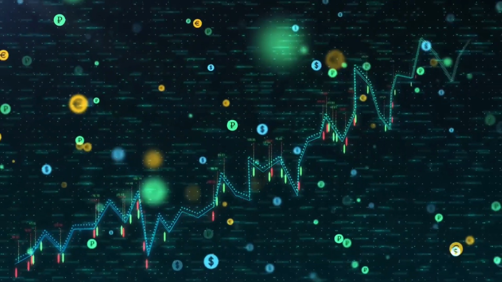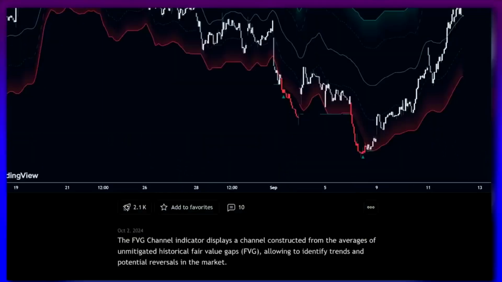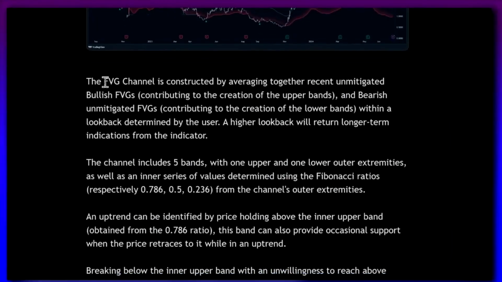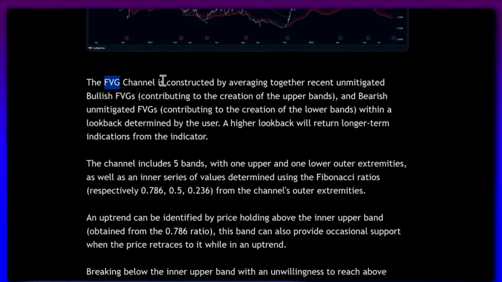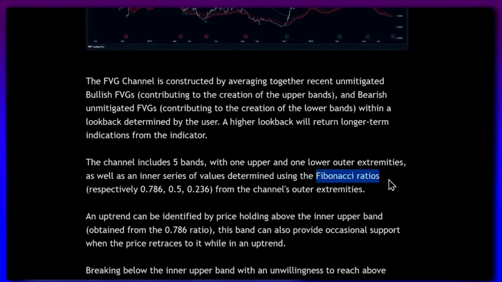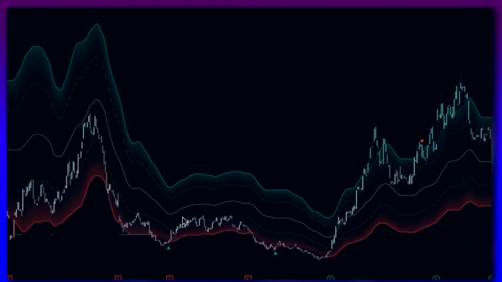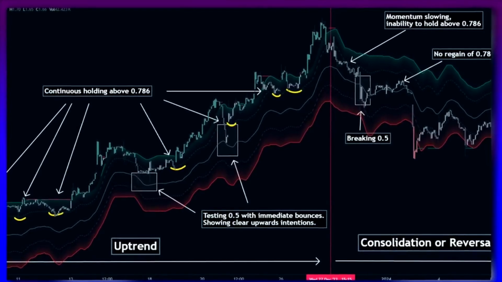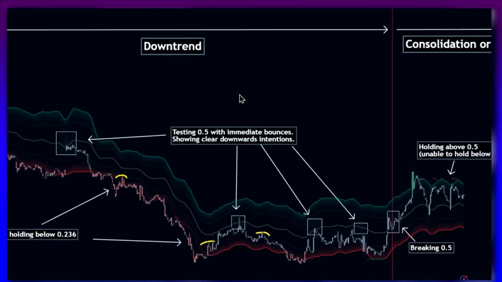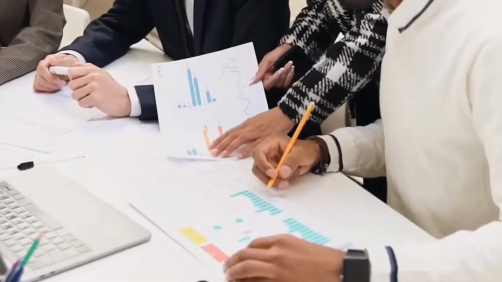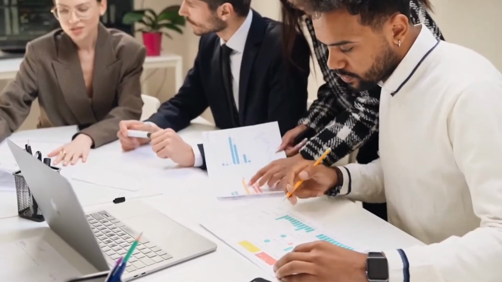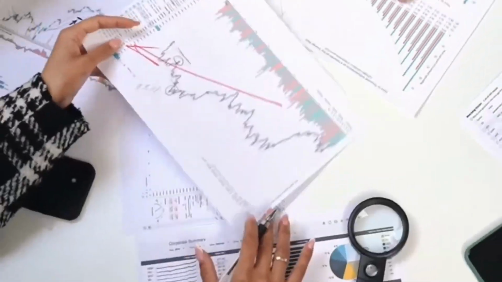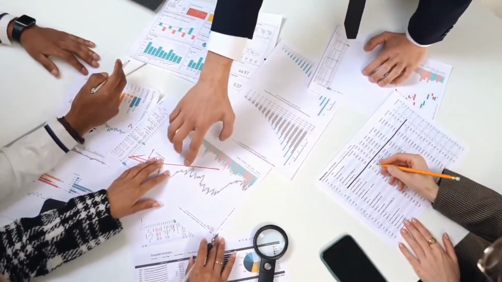In this video, we're diving into a unique trading indicator known as the FVG channel. This tool brings together two key price action concepts, fair value gaps, which is in the name, and Fibonacci ratios to create dynamic, effective trading bands. By combining these two concepts, the FVG channel is a clear upgrade over similar indicators like Bollinger Bands. In this video, we're going to explore what makes this indicator so powerful and how you can use it in your trading strategy. Let's get started.